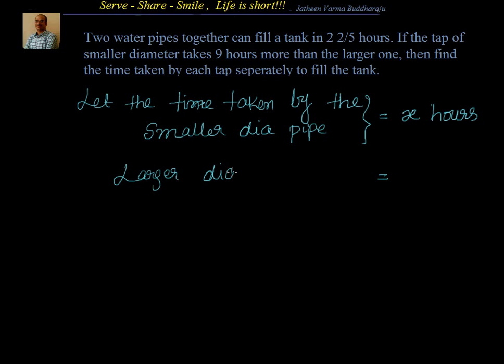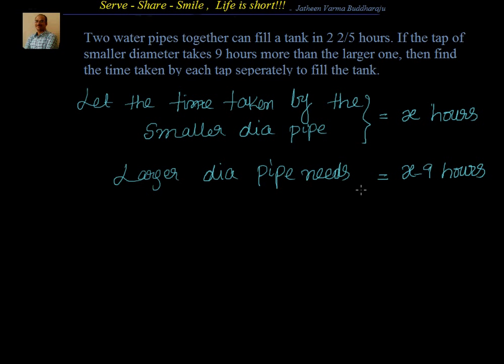The larger diameter pipe needs how much time to fill the tank? It needs x minus 9 hours. But we have been told that two water pipes together can fill a tank in 2 1/5 hours. These two pipes can together fill a tank in 2 1/5 hours.